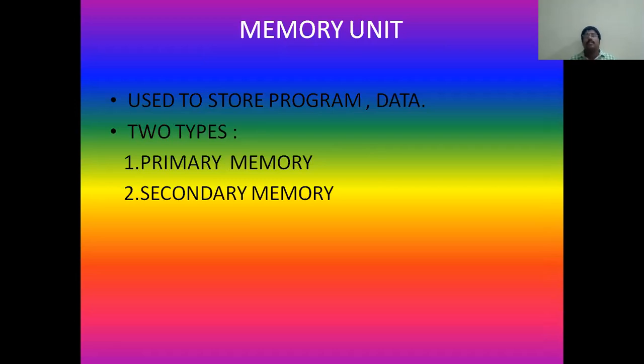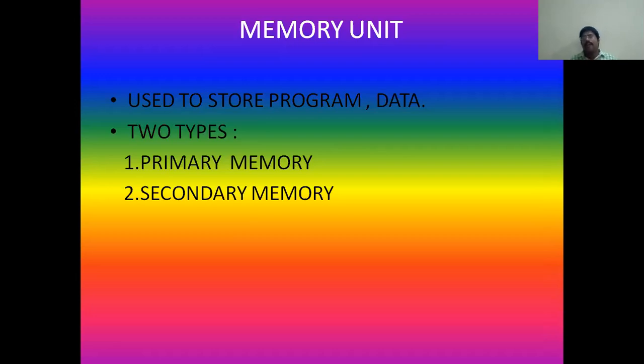The best example for secondary memory is your pen drive. Whenever you insert a pen drive, you can access the information present in it. Actually, it is not the internal memory. It is the memory that is present externally. So that is one example. Next, CDs and DVDs are also examples of secondary memory. So that is about the memory unit.